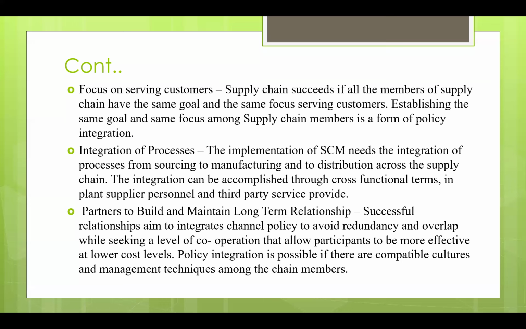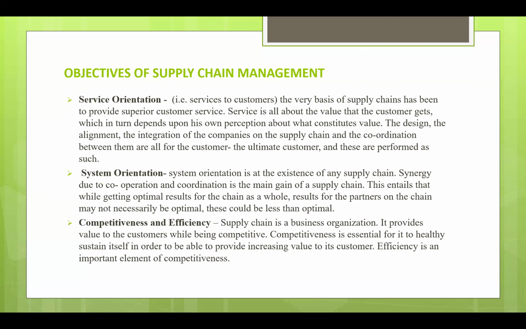Then partners to build and maintain long-term relationship. Successful relationships aim to integrate channel policy to avoid redundancy and overlap while seeking a level of cooperation that allows participants to be more effective at lower cost levels. Policy integration is possible if there are compatible cultures and management techniques among the chain members.